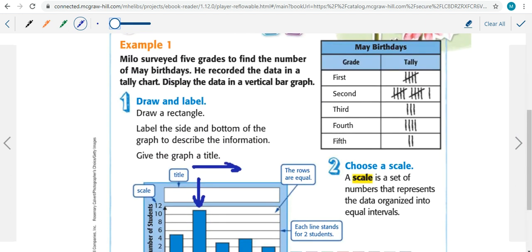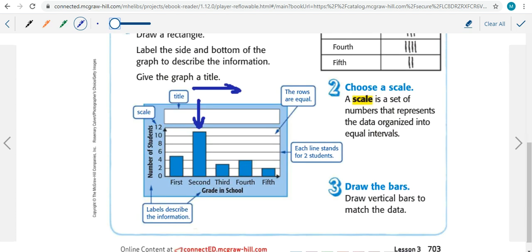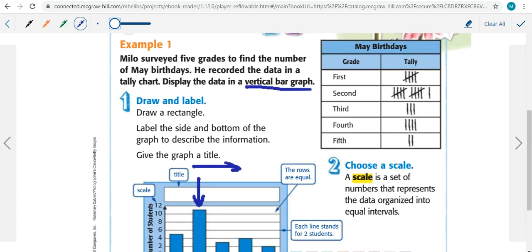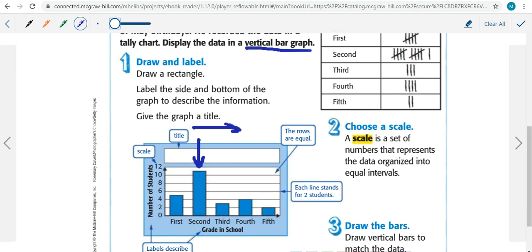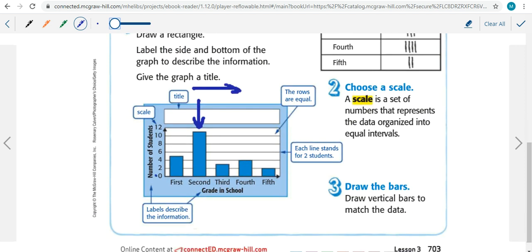Now, the book is telling me to draw a vertical bar graph. This side is the number of students and on the bottom part it's the grades. So first we have to draw a rectangle, label the side and the bottom of the graph to describe the information. As you can see, this is the number of students on the left part and on the bottom we write grade in school.